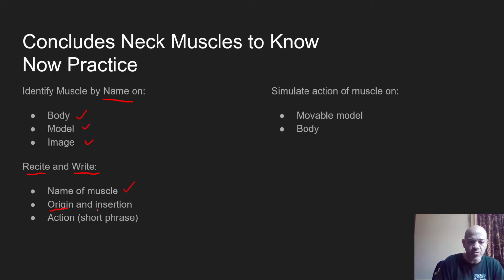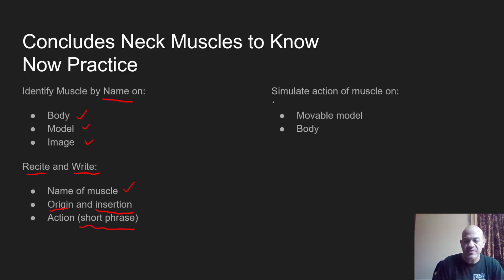You also need to be able to say the origin and the insertion. A lot of times you can identify those origins and insertions by looking at the muscle on models. And then the action, and it needs to be a short phrase. You can't just say depresses or extends. You have to say what part is being depressed or extended. So if we're going to say rotates, well, rotates what? The sternocleidomastoid rotates the head, right? So that would be a full phrase saying what the action is.